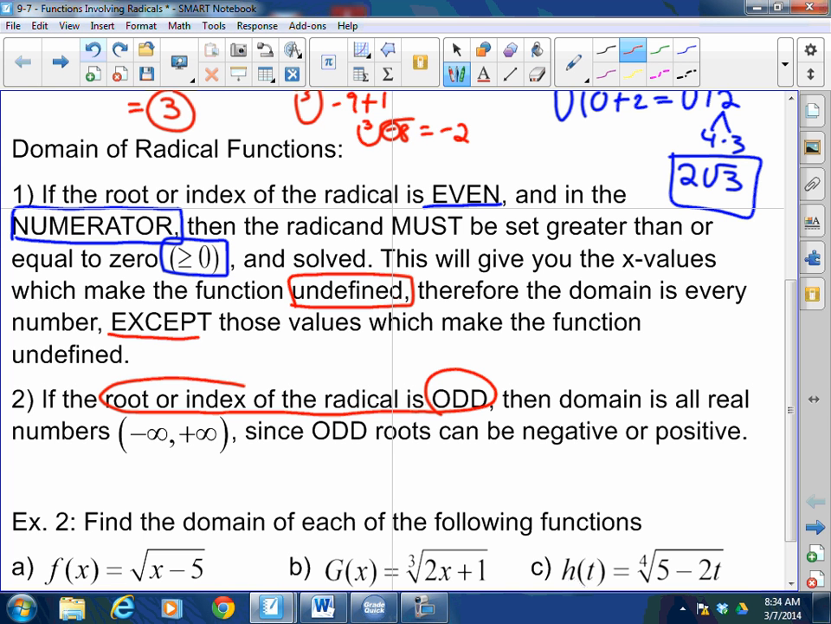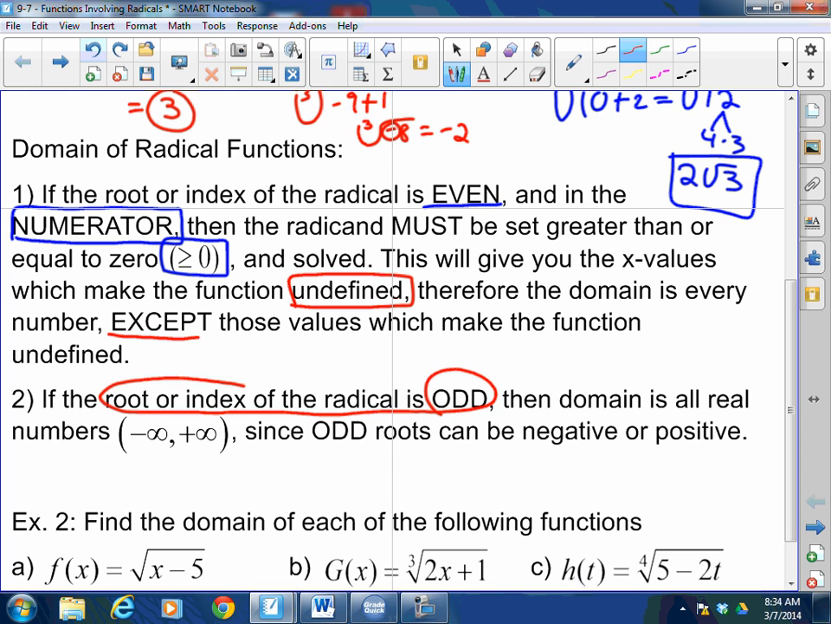So again, domain is easy. It's always all real numbers, except if x is in the denominator, set it not equal to 0. If x is in a square root or an even root in the numerator, you set the radicand greater than or equal to 0. If x is in an even root in the denominator, you set it greater than 0. The root can be 5, 7, 9, all real numbers, as long as it's odd. Any even root, boom, you've got to set it greater than or equal to 0. Does that make sense, my friends?